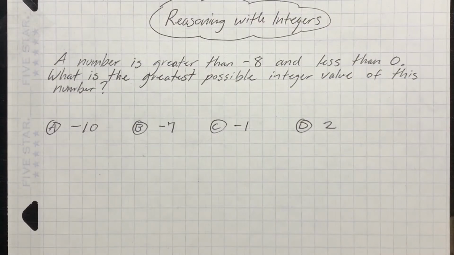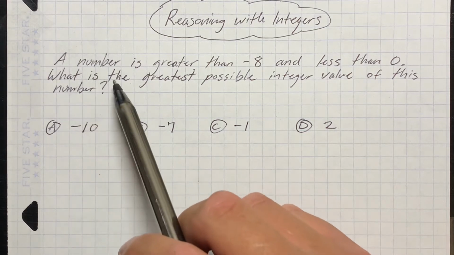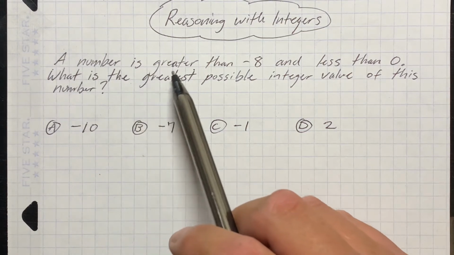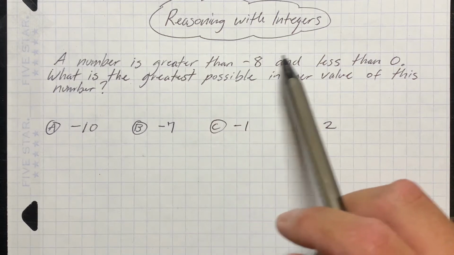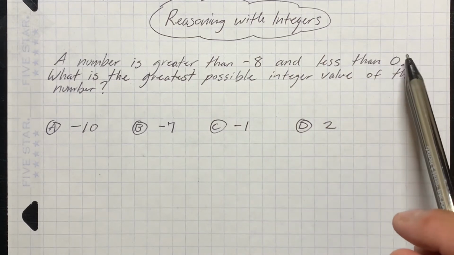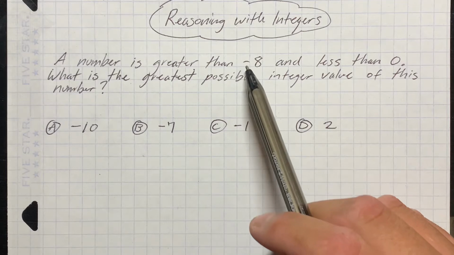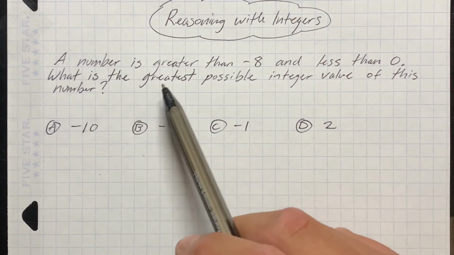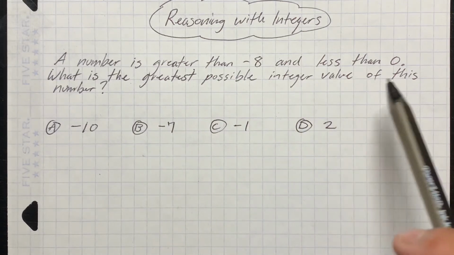All right, our next example, we're going to be reasoning with integers. Reasoning means problem solving, deep, critical, analytical thinking, okay? So we have the situation here where we have a number that is greater than -8 and less than 0. So it's less than the origin, but it's greater than -8. What is the greatest possible integer value of this number?